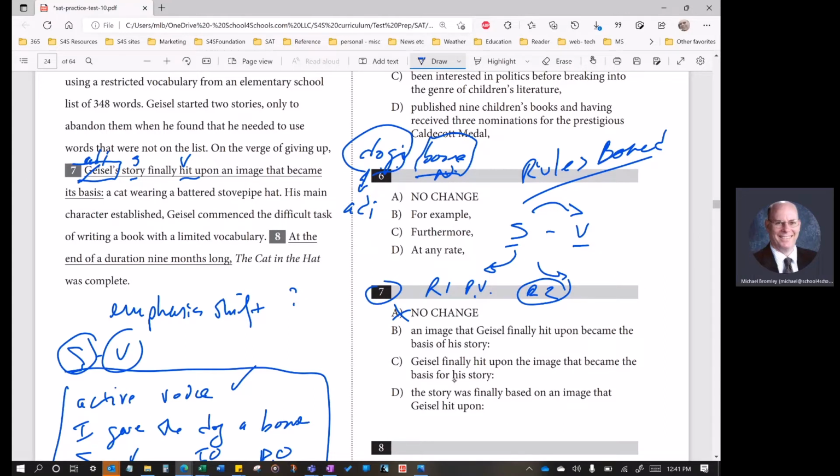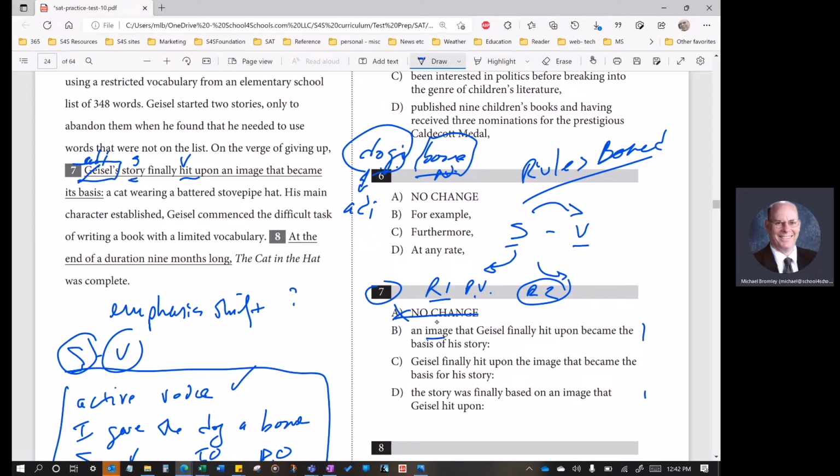The story was finally hit upon, an image that the guys will hit upon. Okay, these are passive voice here. So this is rule 1, passive voice. Rule 2 is that this has the wrong subject with the verb. Get rid of A. An image that guys will finally hit upon. Okay, see how the image was hit upon, an image that guys will finally hit upon became the basis of the story. Why is this?